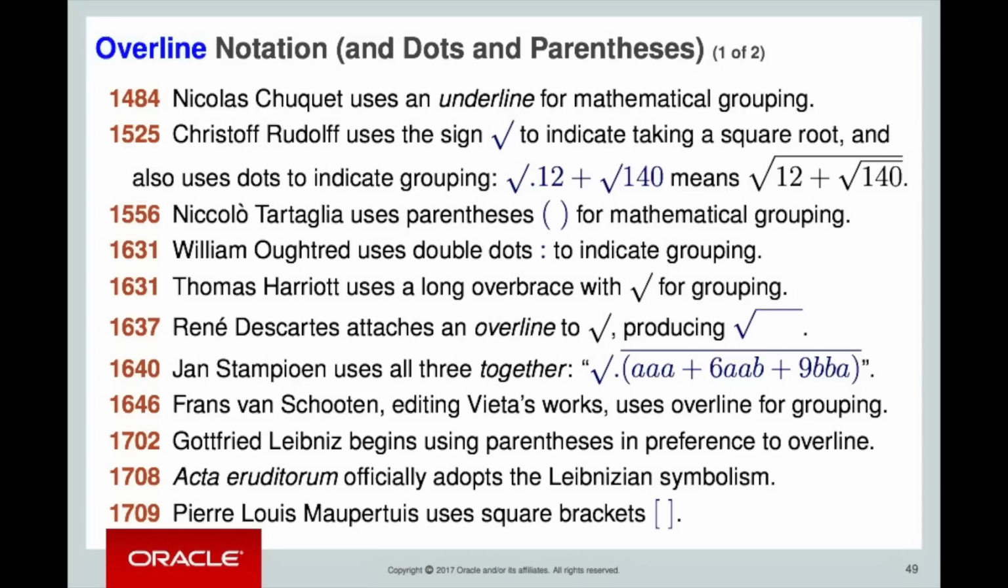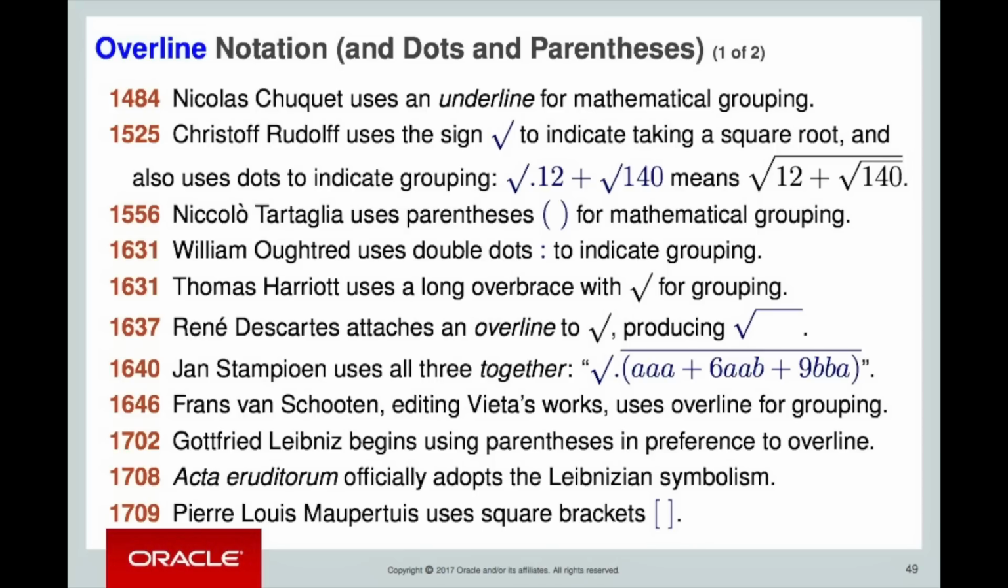And that's why the square root symbol has that long line over the top. That's a descendant of a use of overline for grouping things together. 3 years later, Jan Stampioen took no chances and used all 3 together. He used parentheses and an overline and a dot, just to make sure. 1646, van Schooten used overline for grouping while editing Vieta's works.